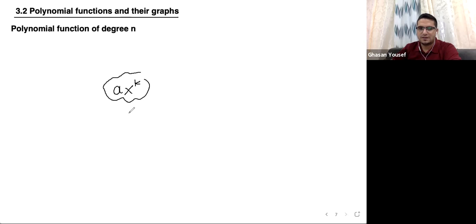This is in section 2. This is a monomial. Anything of this form is called a monomial. This is a monomial function. We said this before. I told you the monomial function is a function of this form, a times x to the power k, which has only one term.